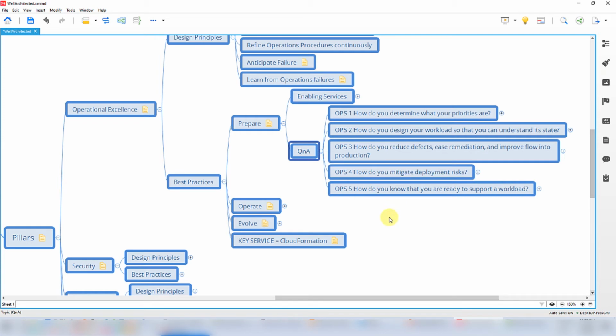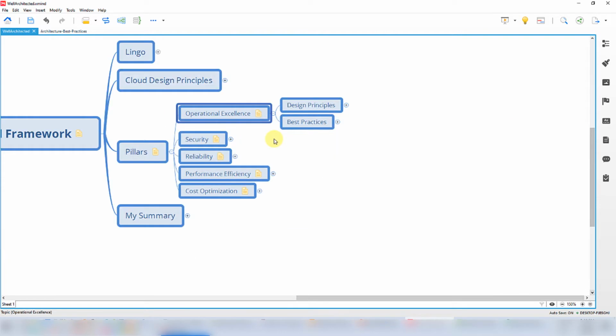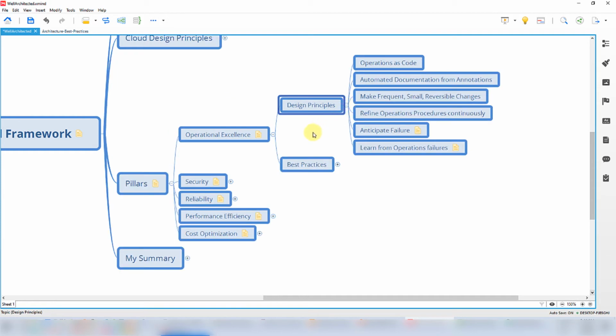Now that you know the structure of each pillar's content, let's step back and discuss each of the pillars. Now, operational excellence is about running workloads, monitoring them, and responding to events most efficiently and continuously improving processes. Let's look at the design principles for operational excellence.